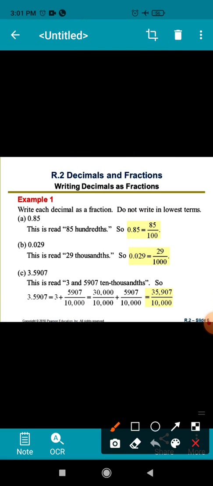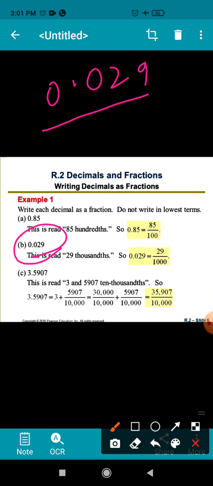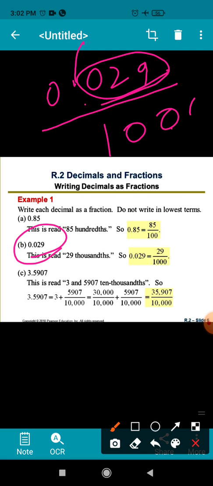Similarly, we can do in case of 0.029. First, what you will do? You will write 1 as a denominator, then you will remove this decimal and put zeros in denominator. Here you can see after decimal there are 3 digits, so you will put 3 zeros in denominator. So the answer will be 29 upon 1000. Okay.